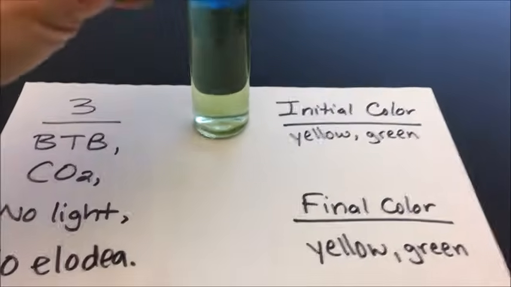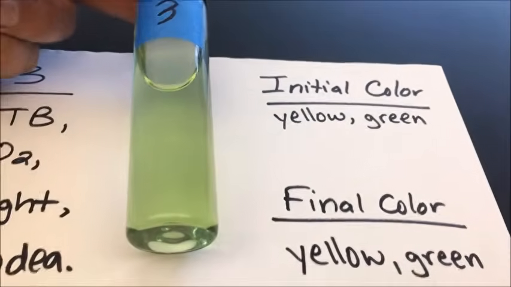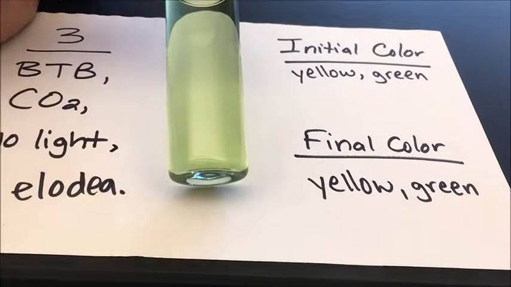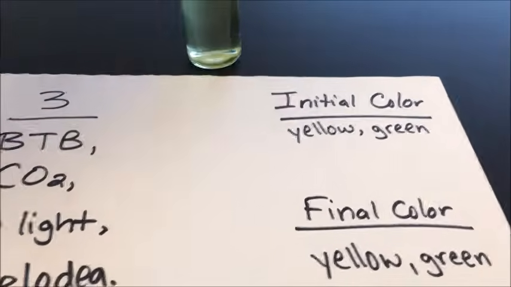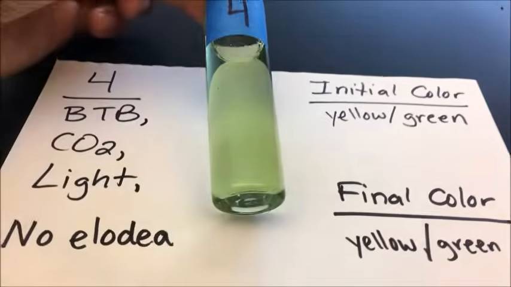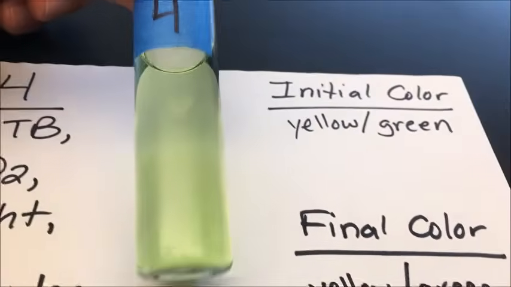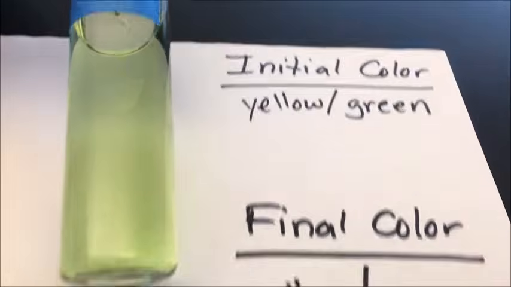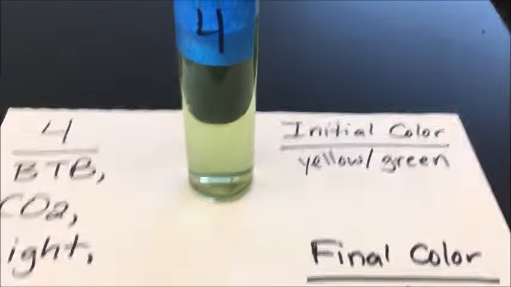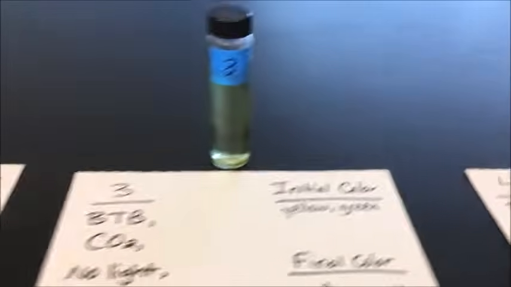Tube number 3 initially was a yellow-green color on the inside, and it is still a yellow-green color on the inside. So no real color change in tube number 3. And then tube number 4, again, no real color change. Tube number 4 started out as a yellow-green color, and you can see it is still a yellowish-green color. So these are the 4 tubes right here.